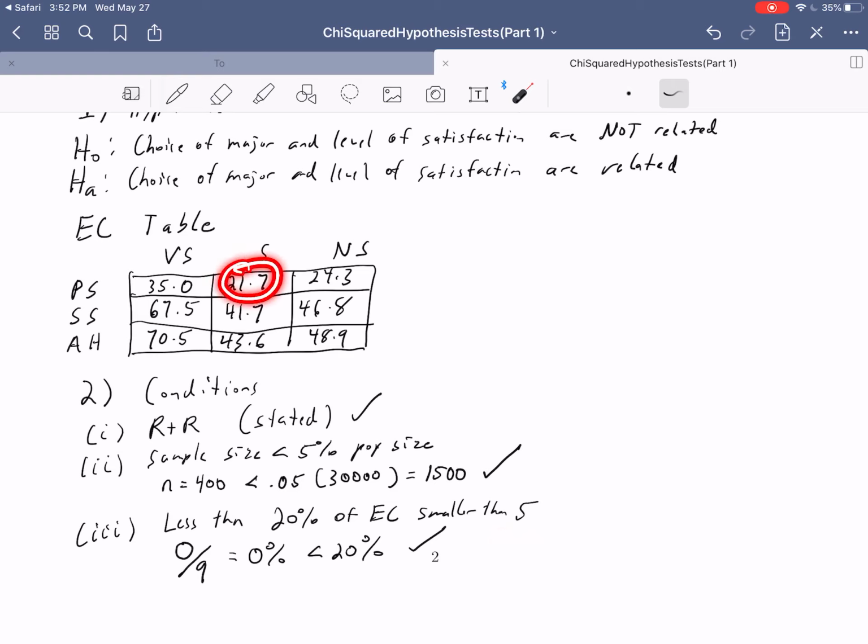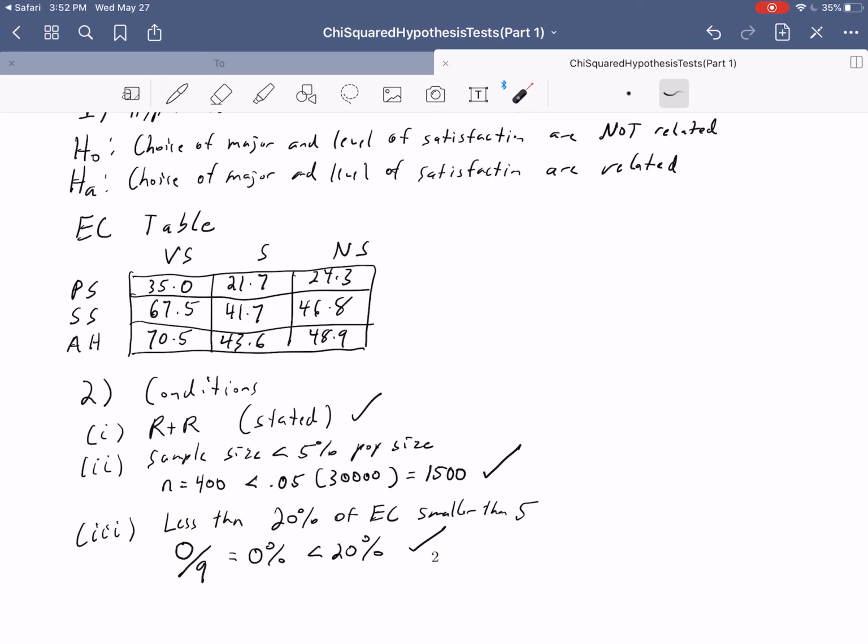What about if this guy was like 1.7 and this guy was 4.3? Then 2 out of the 9 counts would be less than 5. 2 out of 9 is about 22%, and that would not be less than 20%, and then we'd be stuck, condition 3 wouldn't be satisfied. But in this case, we built 9 different counts. None of them were smaller than 5, so we are all good here. In general, if all the expected counts are large values, condition 3, you're going to be all good.